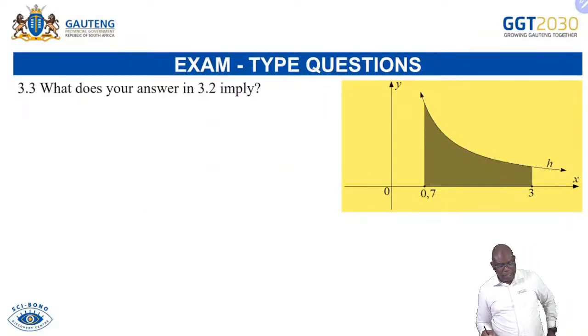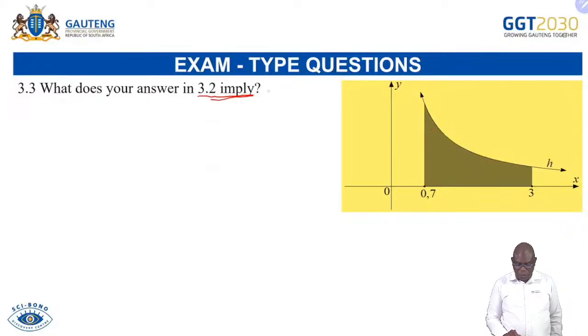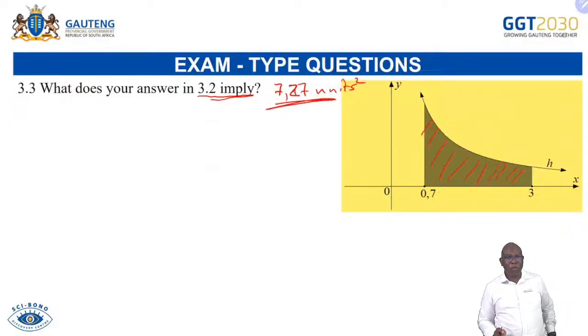All right, 3.3, still the same question. It says, what does your answer in 3.2 imply? I love this. What does this answer that you got, 7,27 square units, imply? What does it tell you? I can hear some of you saying, oh, that's easy, we're getting the area. Okay, that's correct. We are getting the area.